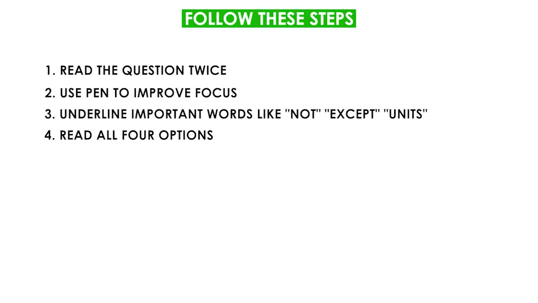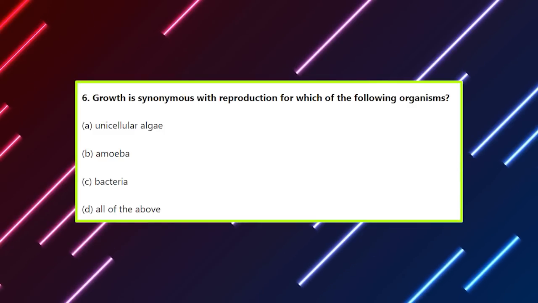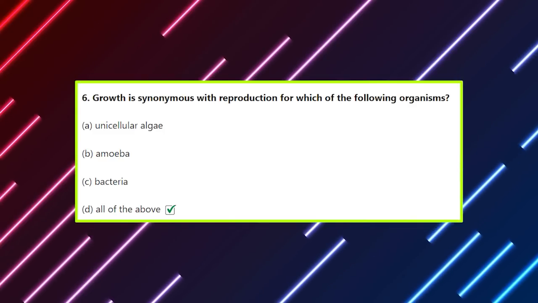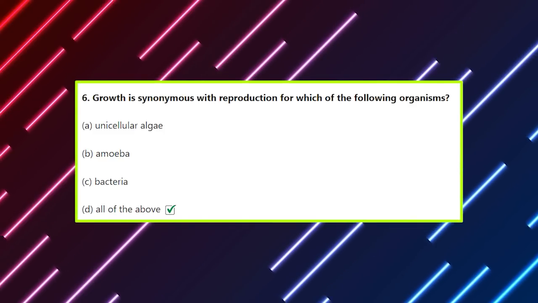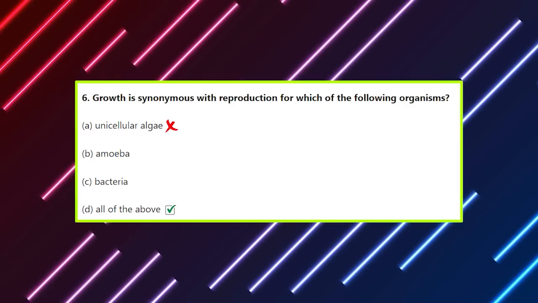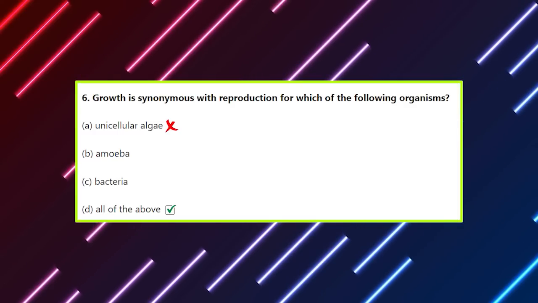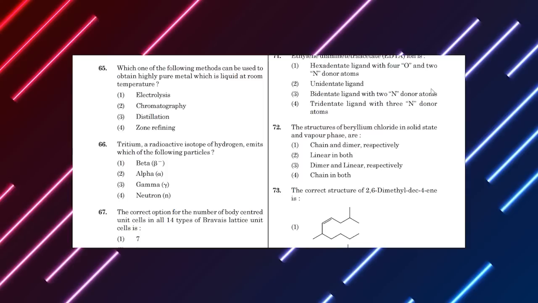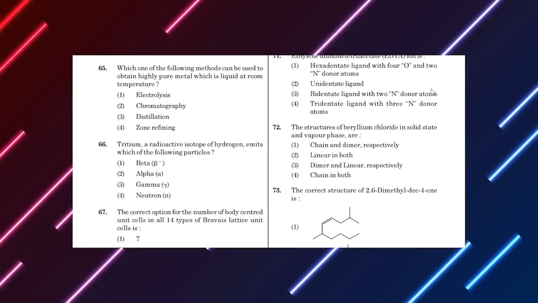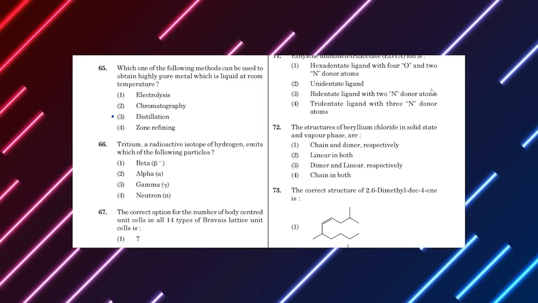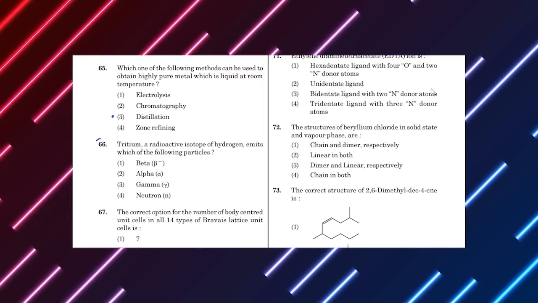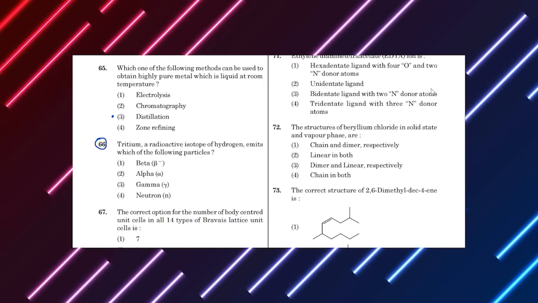Fourth, I will read all the four options without fail, because read this question. The answer for this question is the fourth option, that is all the above. If you didn't read all the four options, you will think that the answer is the first option after reading the first one. By reading all the four options, you can eliminate this mistake. Fifth, if I find the answer, I will mark a dot near that option. And if I don't know the answer, I will simply circle that question and move on to the next question.